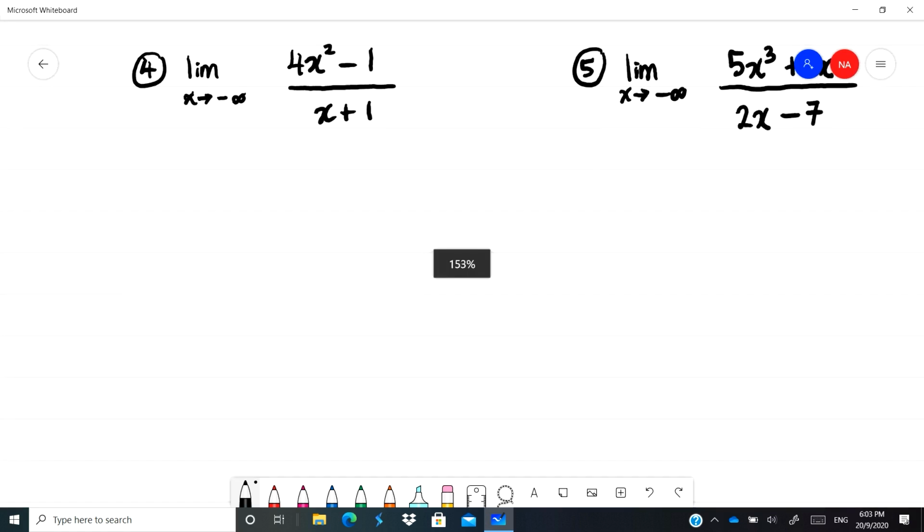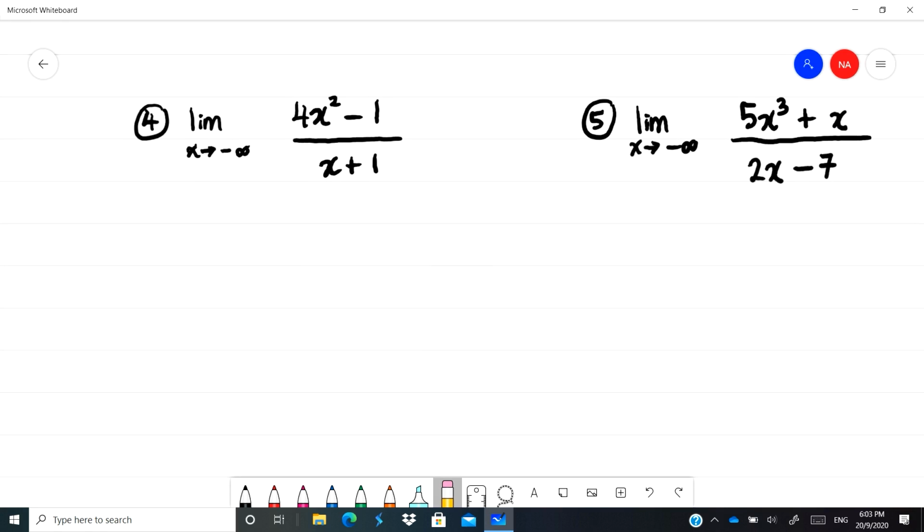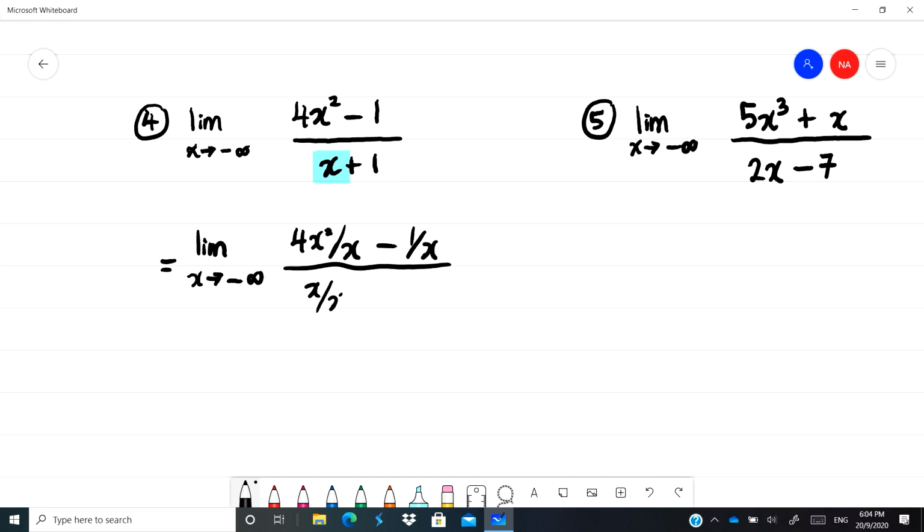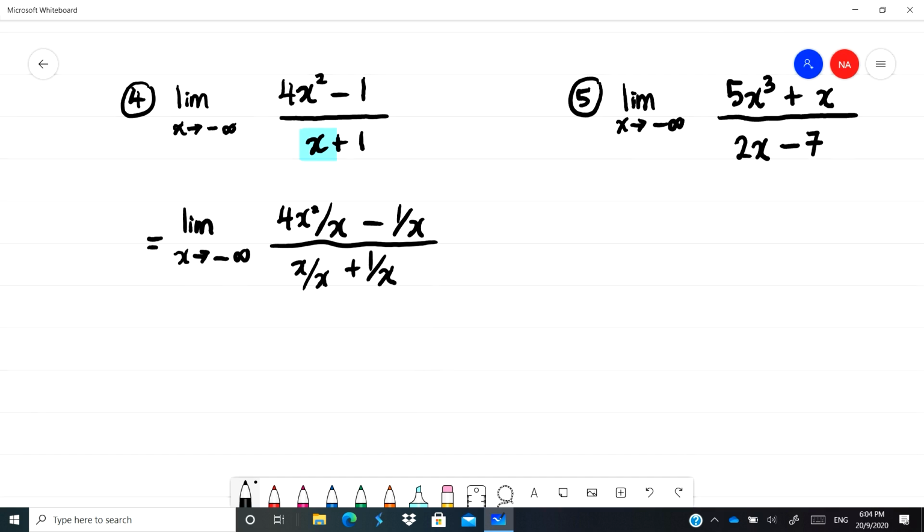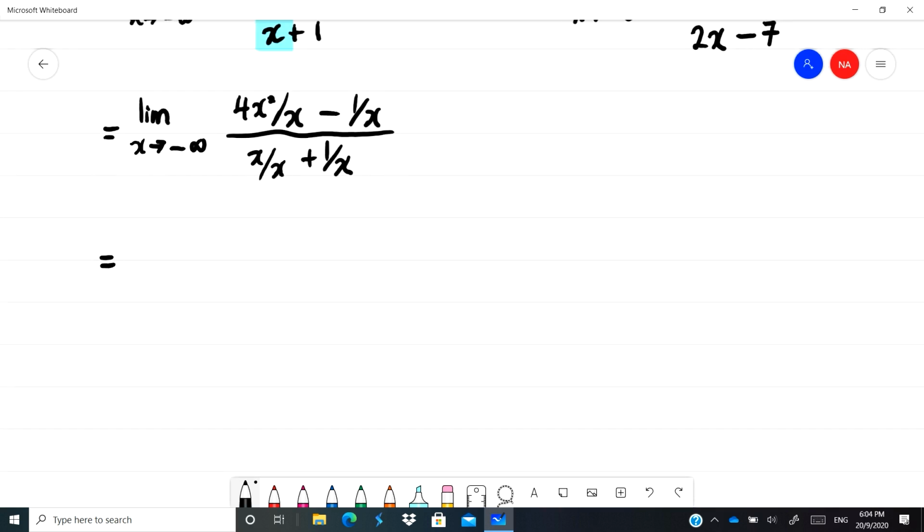Alright, let's move on to number 4. Please take note that the highest power of x in the denominator is actually x to the power of 1. So we are going to highlight this one first. We're going to divide every term by x to the power of 1, approaching negative infinity. So you divide each term by x: 4x minus 1 over x, x over x plus 1 over x. Now we're going to have 4x minus 1 over x, over 1 plus 1 over x.